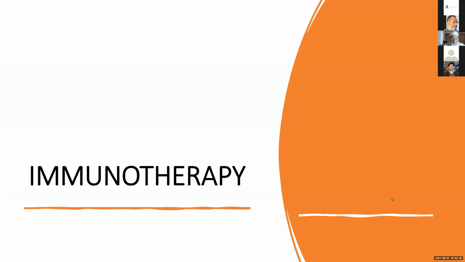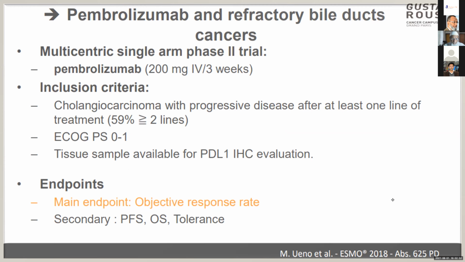So in the era of immunotherapy, is there any role of immunotherapy in the management of advanced biliary tract cancer? Yes. This is a multicentric single-arm phase 2 trial with pembrolizumab. The inclusion criteria are cholangiocarcinoma with progressive disease after at least one line of treatment, a good performance status, and a patient sample for PD-L1 evaluation. The main objective is the objective response rate, and the secondary objectives are overall survival, progression-free survival, and safety or tolerance.